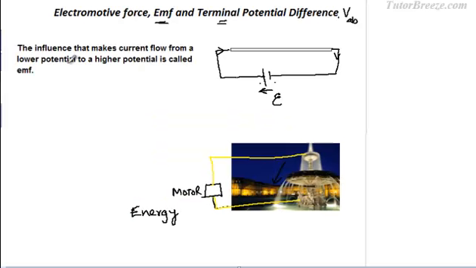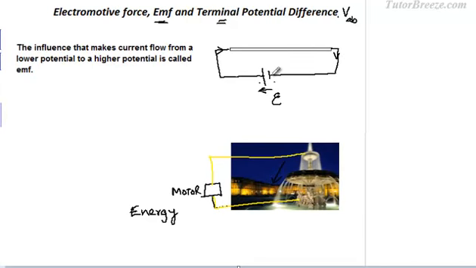So now we can define the EMF. The EMF is that influence which makes the current flow from a lower potential to a higher potential. Dimensionally, it is energy per unit charge. So its SI unit is joule per coulomb, which is volt. So EMF is given in volts. Like the cell has an EMF of, let's say, 1.5 volt or 3 volt.